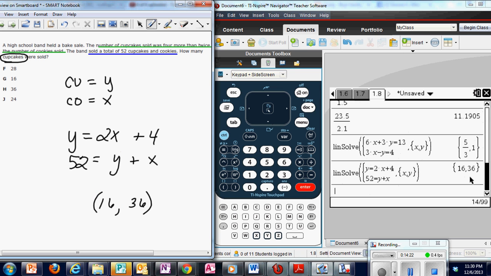Again, I think it's a little misleading that these are in brackets, but you could have done it either way. You could have had x comma y, y comma x, whatever. So the calculator doesn't know which one you meant to be your x coordinate, because somebody else could have labeled cupcakes as x and cookies as y. So I think that's why it does that. But the x coordinate was cookies, and the y coordinate was cupcakes. And the question was cupcakes, which is 36. H is our answer.